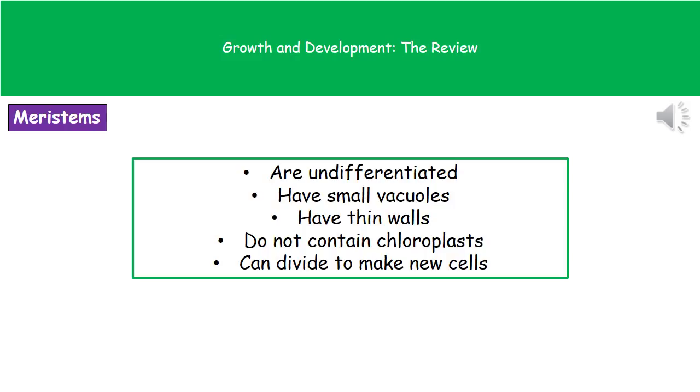When we think about meristems then, again they're undifferentiated, so that means they've got the potential to turn into any cell type. They've got small vacuoles and very thin walls. They don't have any chloroplasts, and they're capable of dividing to make new cells. If they had thick walls, they wouldn't be able to divide, okay? So basically this is what's going to allow it to become any type of cell that the plant needs.